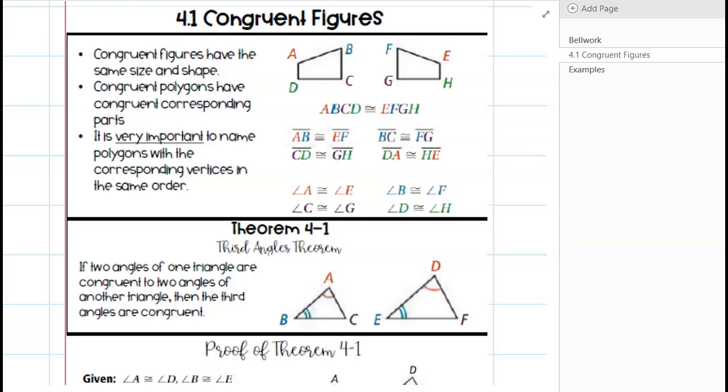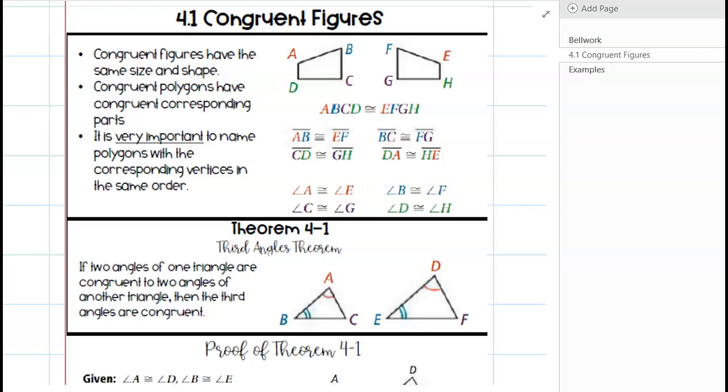Now, it doesn't necessarily have to be A, B, C, D. You could call this polygon C, D, A, B. But if you call this polygon C, D, A, B, you would have to call this polygon G, H, E, F. So you'd have to mix around both of them.